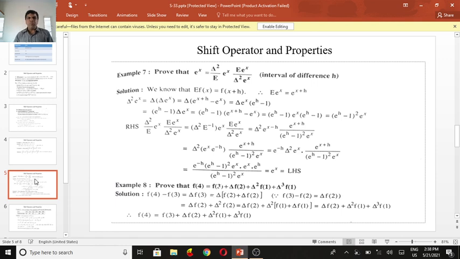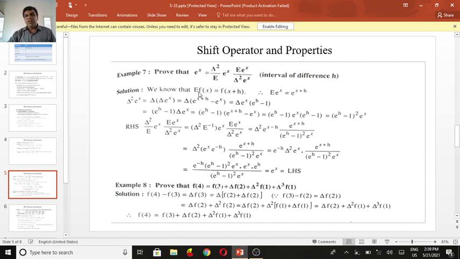Now we come to one more example. If we take exponential functions, what is the exponent e^x? Δ²/E of e^x equals... here h is the interval difference.